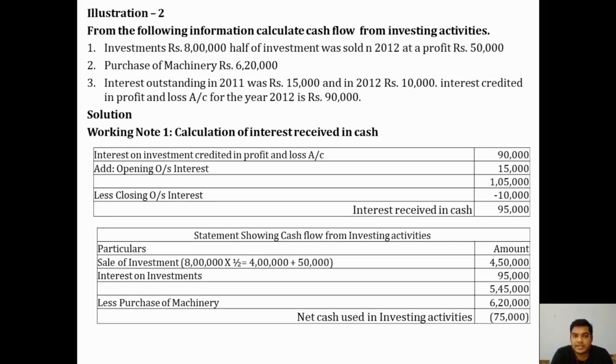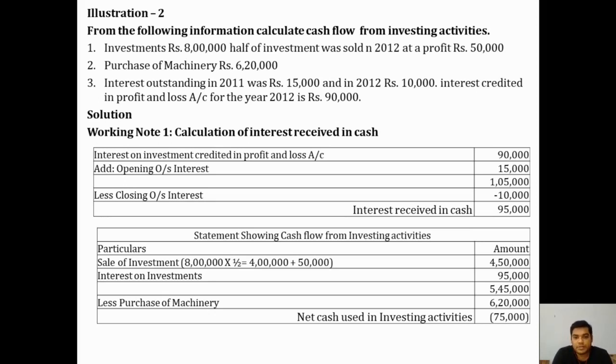If in case this adjustment was not provided and they have just mentioned interest credited in profit and loss account 90,000, then there is no need to show this working note. That 90,000 will be considered for calculation purposes. If this is the adjustment, then we have to prepare accordingly. First we have to check how much interest has been credited to profit and loss account, then add opening outstanding, then subtract closing outstanding. Whatever balance is left over is called interest received in cash.